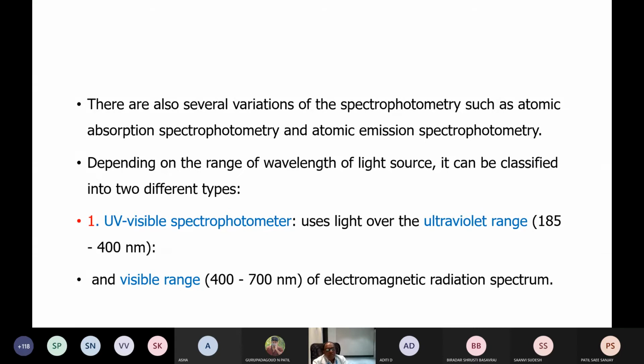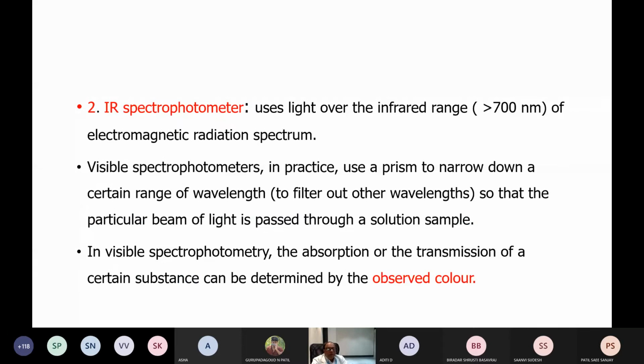The visible range starts from 400 to 700, wherein you can measure glucose, protein, albumin, calcium, magnesium; all these things can be measured in this range, which we call the visible range. And another one is the infrared spectrophotometer. In this one, they use wavelengths beyond 700 nanometer. Particularly calcium comes close to that, which can be measured at 650, 700 nanometer.